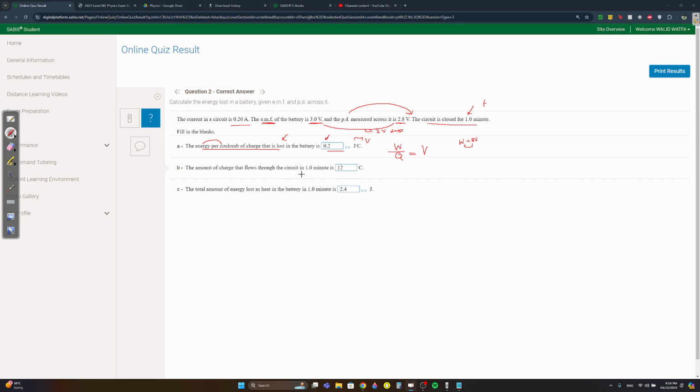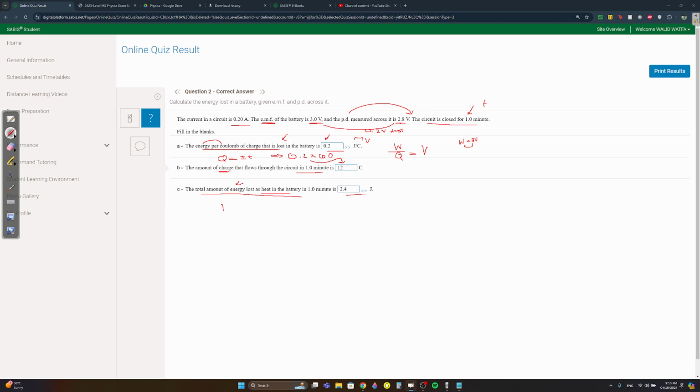The amount of charge that flows in 1 minute is whatever. Q, the charge, is equal to the current times the time, right? In this case, the current is 0.2 and the time is 1 minute, so 60 seconds. It has to be in seconds. You're going to get 12. The total amount of energy lost as heat is how much?